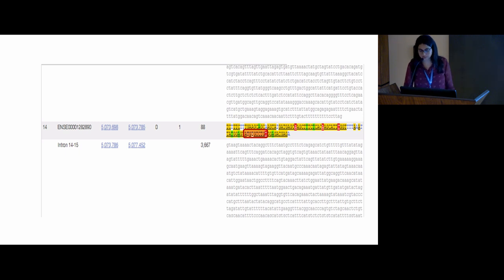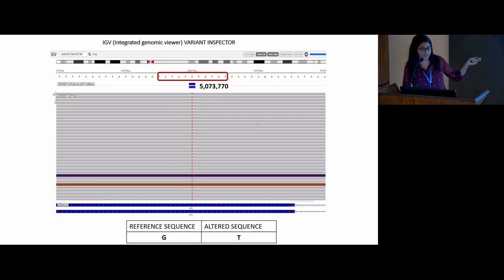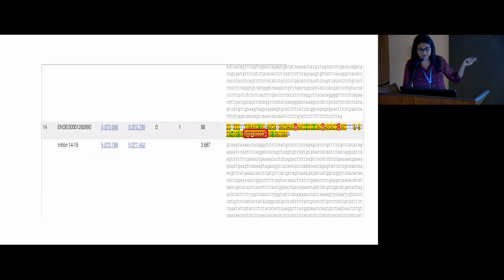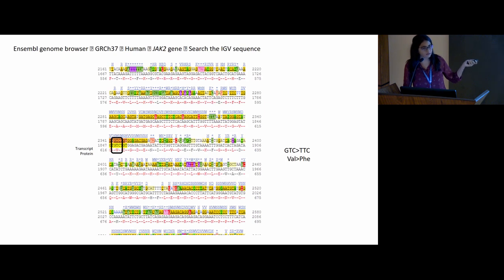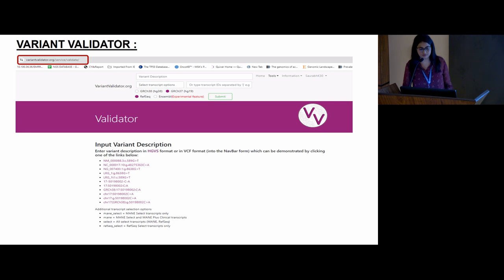So what we did was we searched the sequence from the IGV, and we could map our sequence over here on exon 14, so we know that it's at 617F. This is the protein, this is the transcript, so this is 616, and we have valine at 617. On the transcript there's GTC. In our case G got converted to T, so GTC has gotten converted to TTC, so valine got converted to phenylalanine. So this was the case for JAK2 V617F.